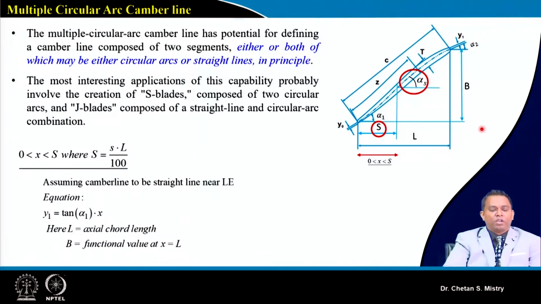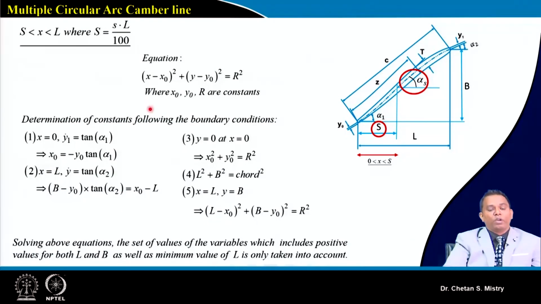Here in this case, for the sake of simplicity, up to our inflection point we have considered a straight line. So this equation is given by y1 equal to tan alpha 1 into x. We can say this is the equation of a straight line. Now for the other line, from the inflection point towards the trailing edge, we can consider a circular arc. So this is (x minus x0) square plus (y minus y0) square equal to r square.